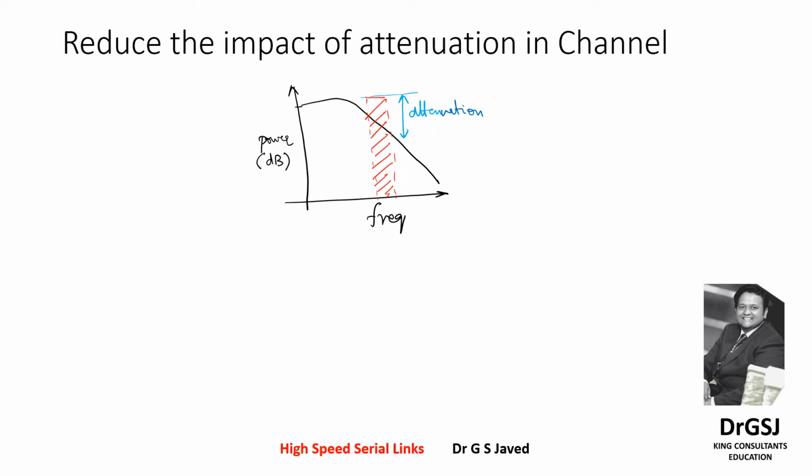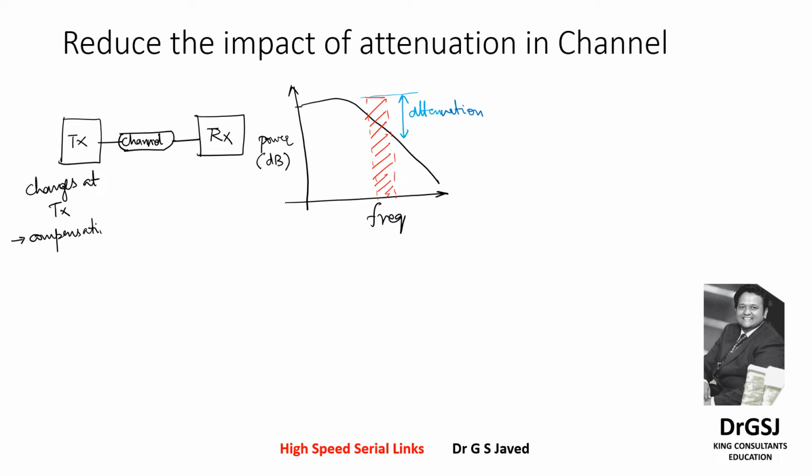So how do you reduce the impact? The way to reduce the impact is going back to what is the environment around the channel. So what is around the channel? Around the channel you have the TX and RX. Now with the signaling, to try and reduce the activity at the high frequency, you can first try to make changes at the TX side to compensate. So here you will be doing compensation at the TX side.